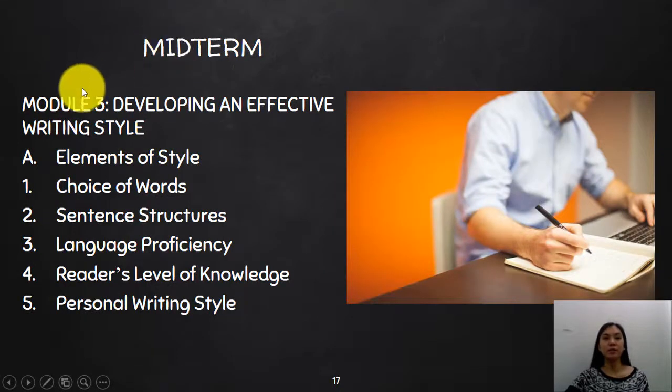Also included in the midterm is your module number 3, which is developing an effective writing style, wherein we will talk about the elements of style, including the choice of words, your sentence structures, your language proficiency, reader's level of knowledge, and your personal writing style.